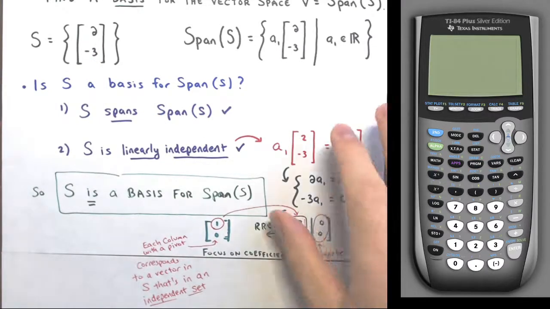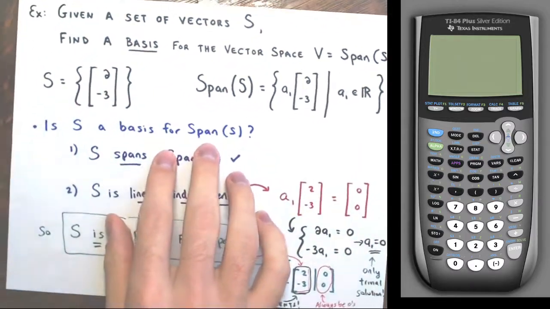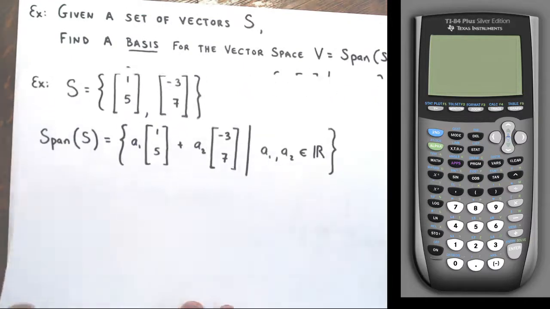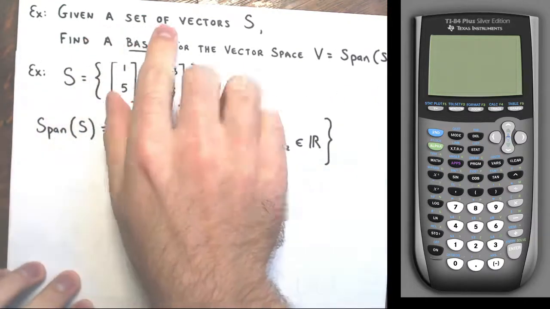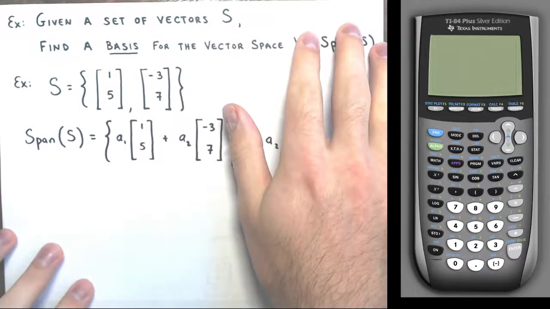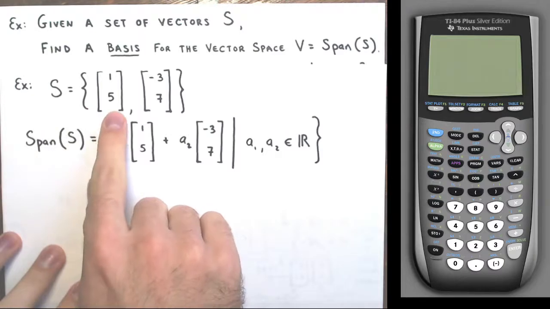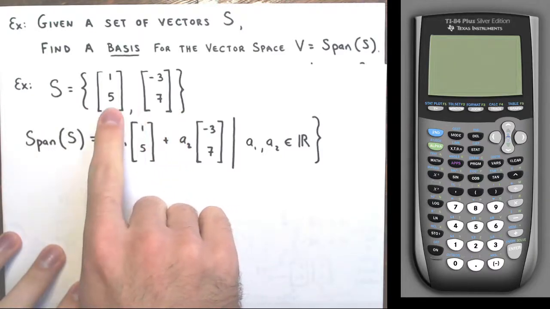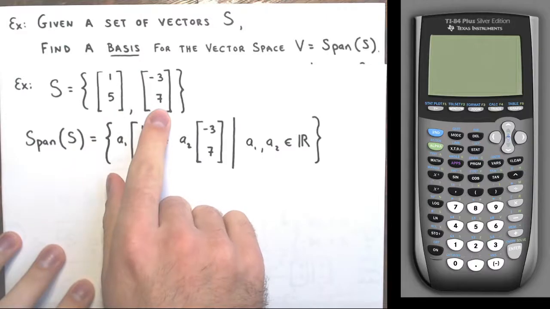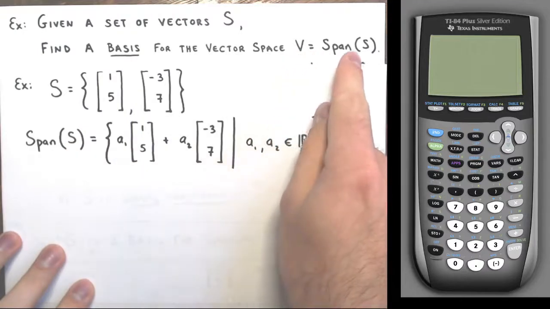Okay. So next example, with the same instructions as the first example, where again I'm given a set of vectors called S. Here S is this set of two vectors from R2, (1, 5) and (-3, 7). Then find a basis for the vector space, which is just the span of S.